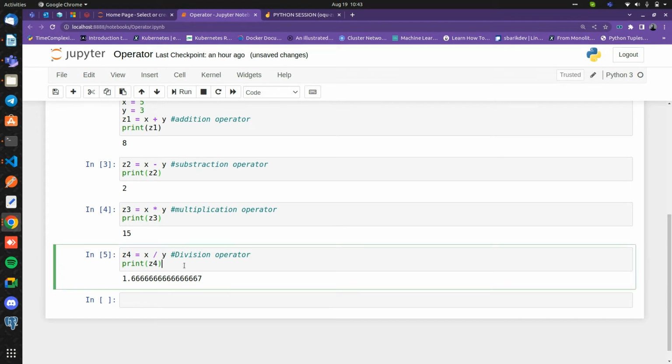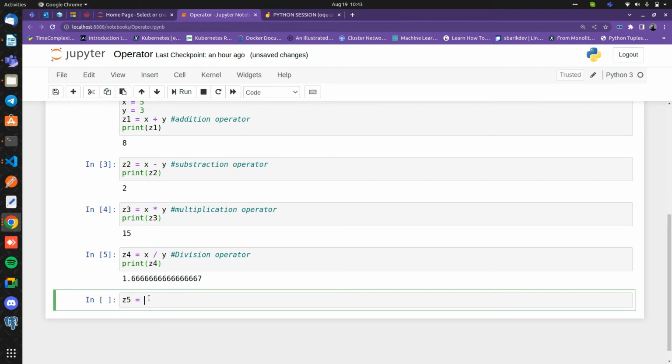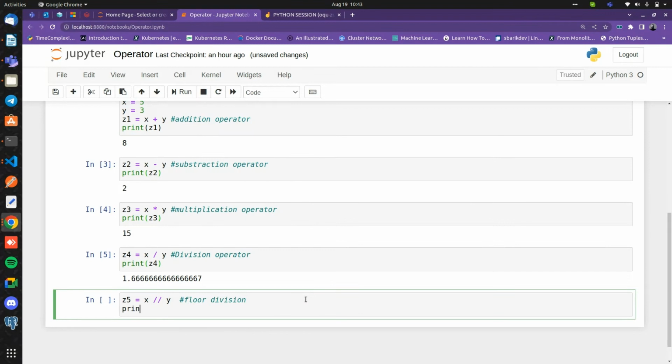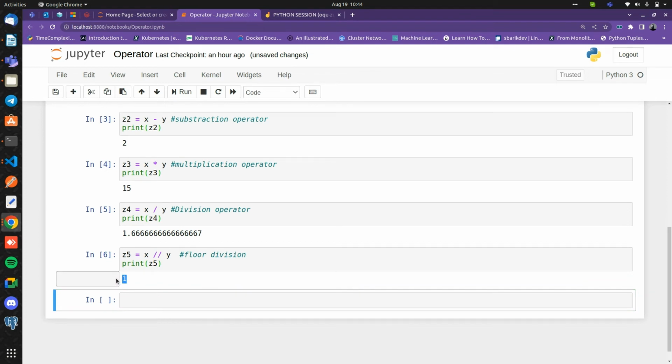And if I talk about the floor division, that is z5 equal to x double slash y. Double slash means floor division. And always remember that floor division will always give you an integer value, not a float value. So 5 divided by 3 gives me the value 1. It always gives you the integer value.